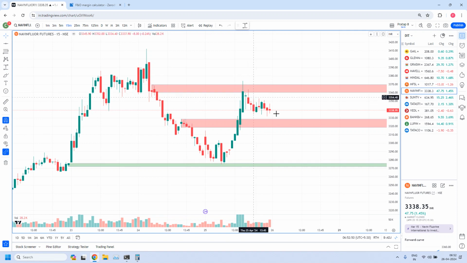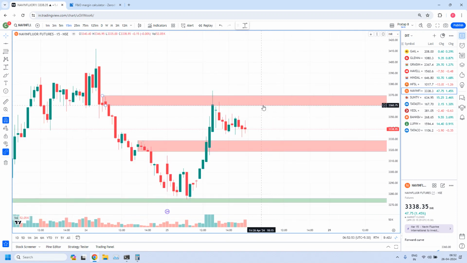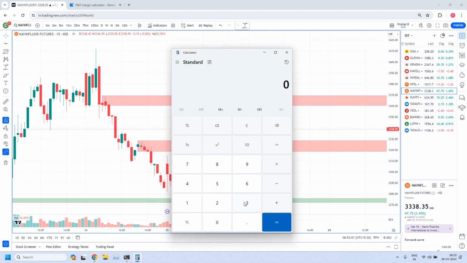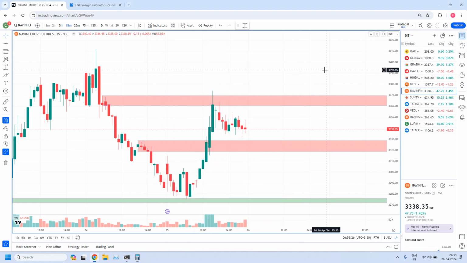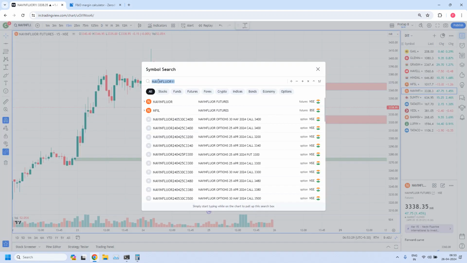So from here to here, let us calculate the approximate value. Here the value is somewhere 3360. 3360 minus, what is the entry? 3276. Approximately, we are calculating a rough value. So 84 rupees profit we got in Navin Fluorine.